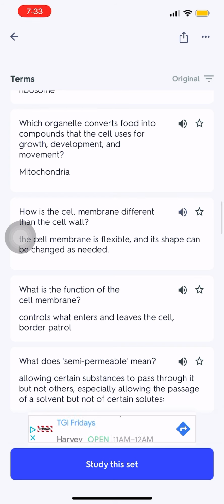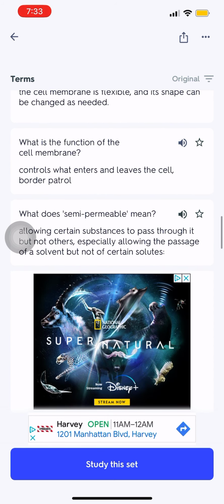How is the cell membrane different than the cell wall? The cell membrane is flexible and its shape can be changed as needed. What is the function of the cell membrane? Controls what enters and leaves the cell. Border patrol.